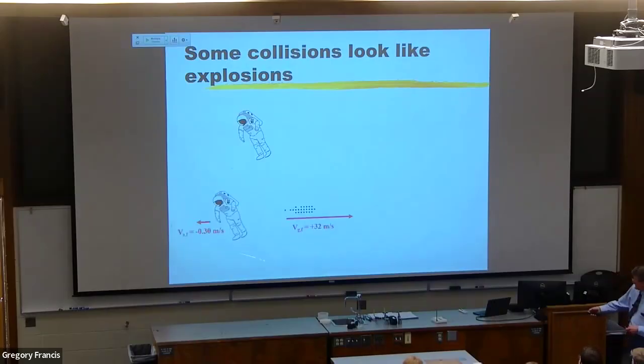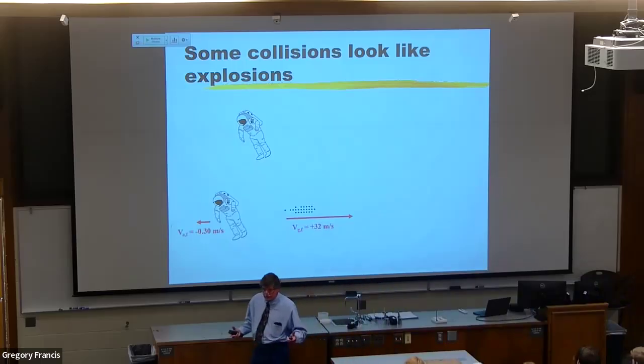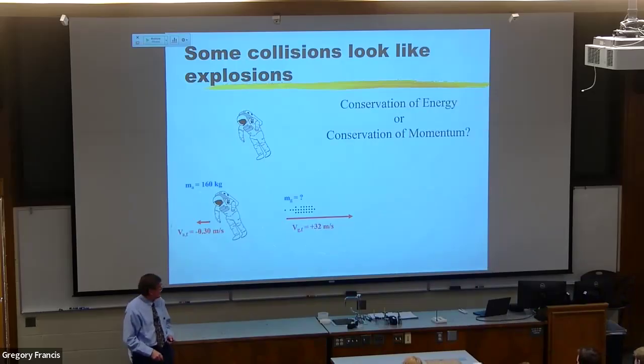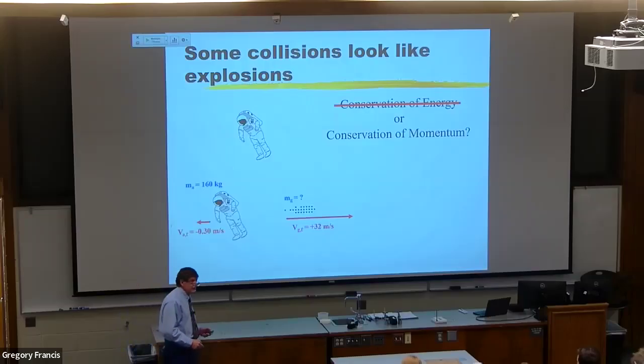And then he pushes the button and he goes to the left, the gas goes to the right. But remember, energy is not a vector. I don't have energy to the right or energy to the left. I've just got energy. And so he's got kinetic energy. The gas has kinetic energy. Now we've got more mechanical energy than we had before. Energy is not conserved. But momentum is.